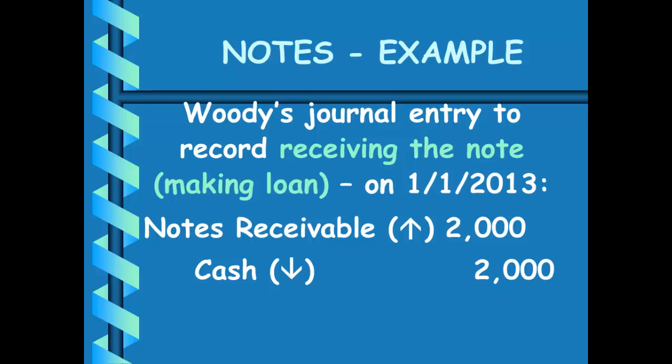What if I sold him something? I would instead credit sales. What if he had owed me an accounts receivable that he couldn't pay? I would credit accounts receivable. So the credit will vary depending upon the transaction.